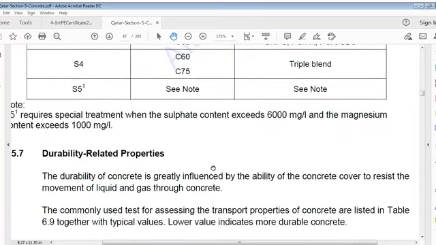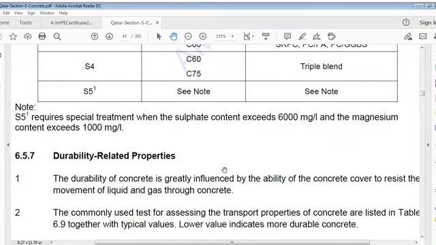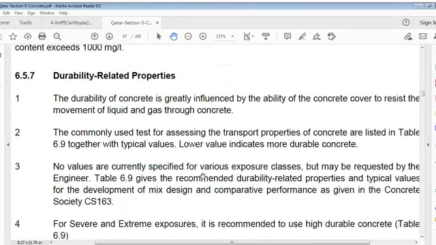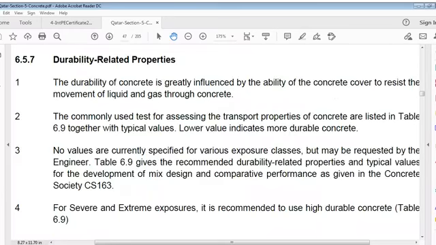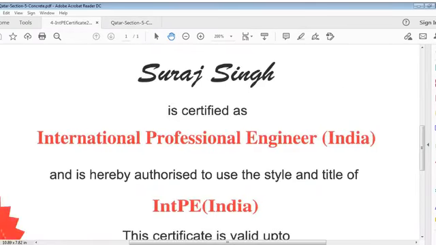What is the note? S5 requires special treatment when sulfate content exceeds 6000 milligram per liter and magnesium content exceeds 1000 milligram per liter. This is S5. Durability related properties. We have to see that.